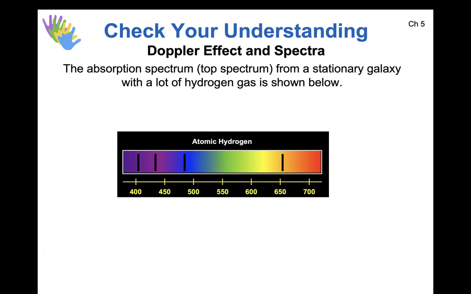So I mentioned kind of having that baseline comparison. So let's consider the absorption spectrum for hydrogen. This is a well-known, probably the best known absorption spectrum. Hydrogen is the simplest atom out there. It's incredibly abundant in space. And its absorption spectrum looks like this.